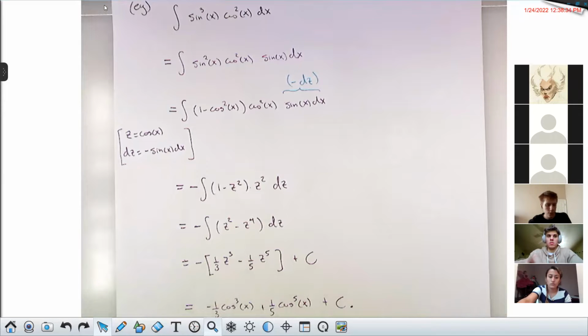No, there's not a specific name really. It's just u sub. But we're using trig identities along the way, right? So using this trig identity is very nice.